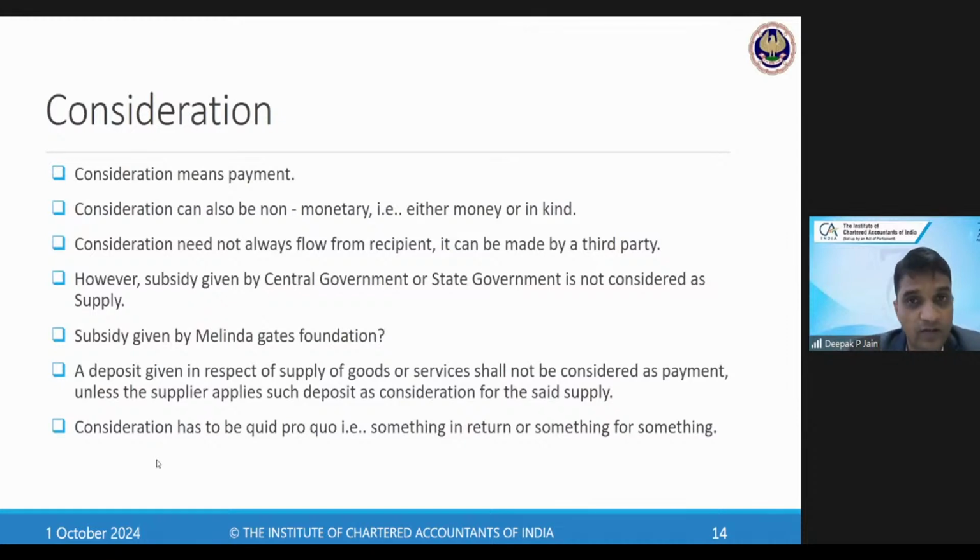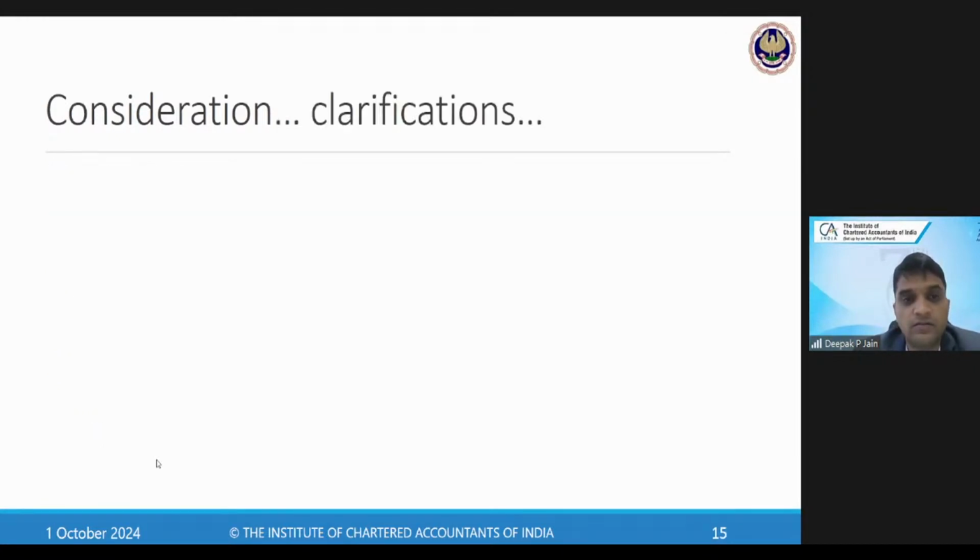Then a deposit given, is it a supply? Is it a consideration? What do you think? Why is a deposit not a consideration? It is a kind of security because until it is used, it is not consideration.